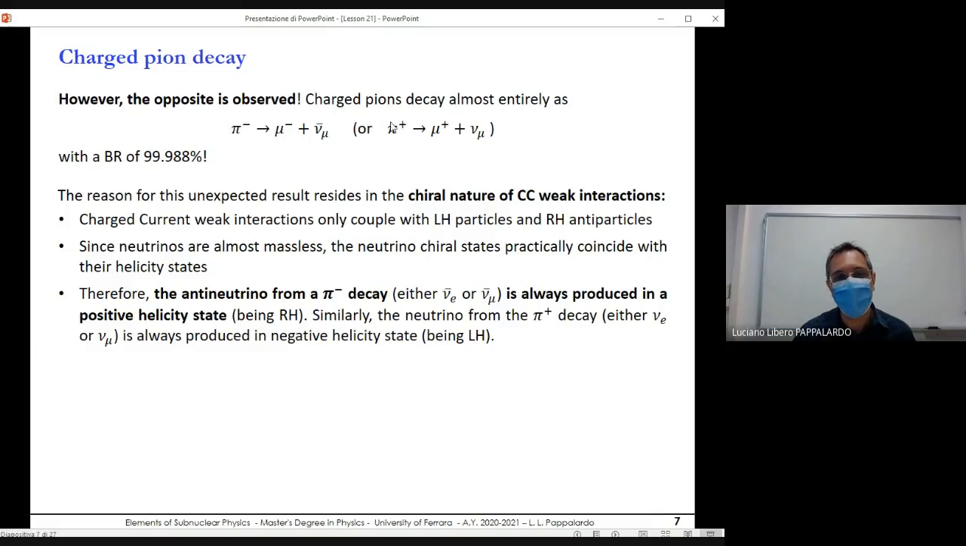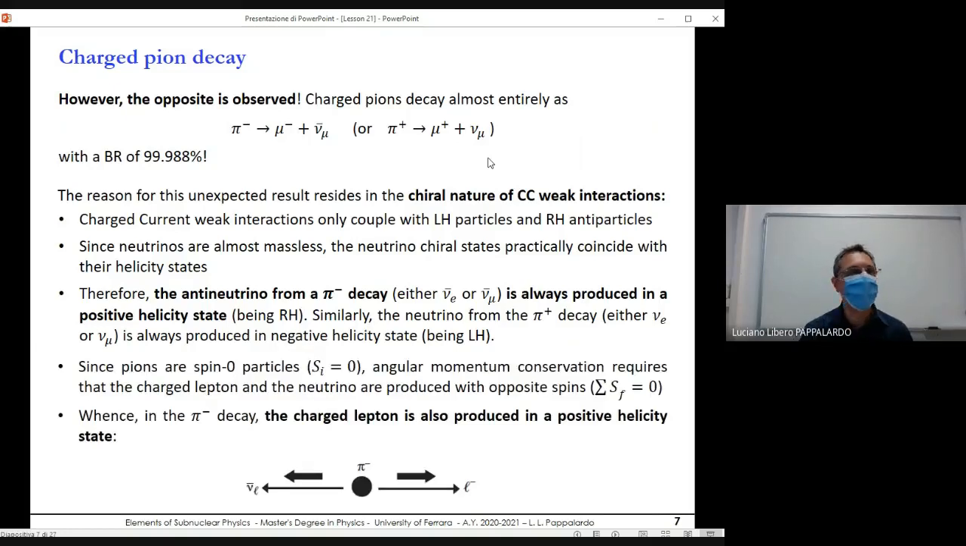And if you now look at the pi plus decay, in this case we have the neutrinos. So the neutrinos have to be left-handed, and so they are always produced with negative helicity, where positive helicity means that the spin is aligned with the momentum, and negative means it is anti-aligned. So let's now look into the decay. Suppose we have, in the center of mass of the pion, so the pion is at rest, it is decaying. So we have a lepton and a neutrino back to back.